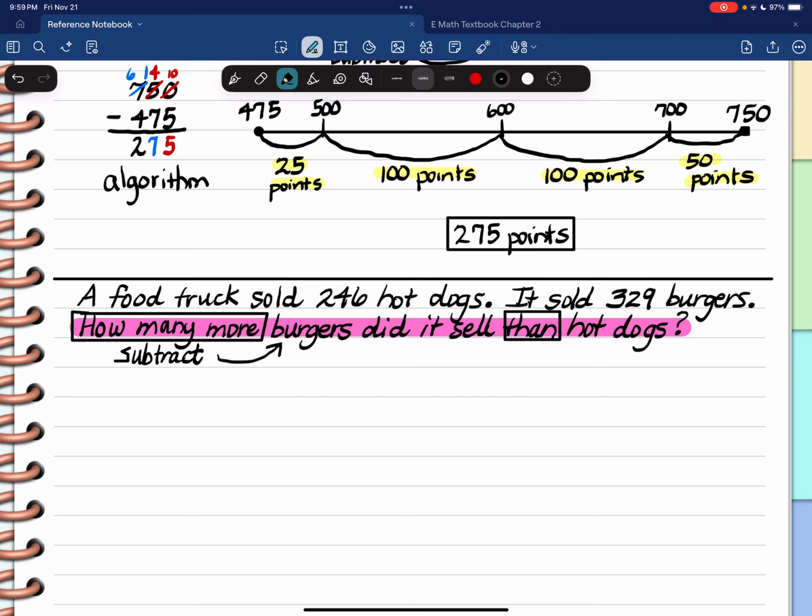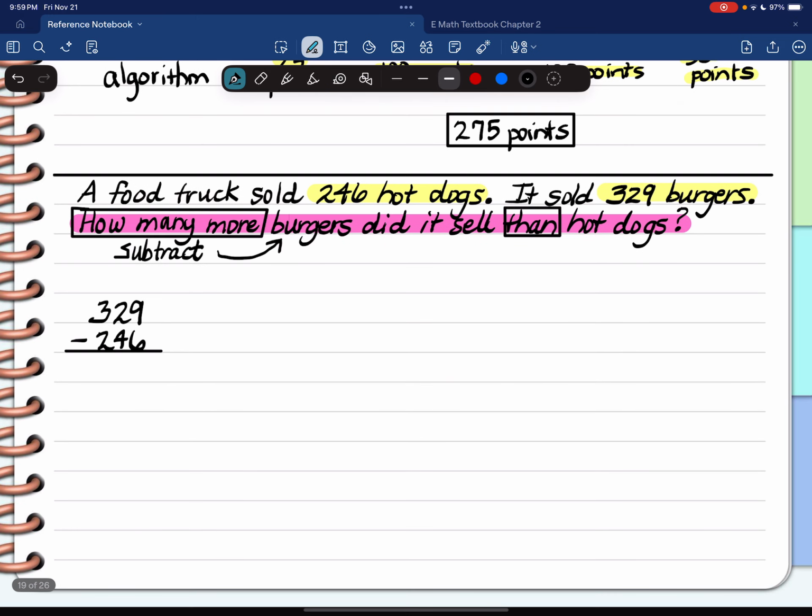So let's look back up here for some more information. That is so critical. And I see the 246 hot dogs. I see the 329 burgers. And those are the things it's asking me to subtract. You put the bigger number on top, and we're subtracting the smaller number. And that will give us the algorithm setup. However, before I do the algorithm, I'm first going to model this one. I like to do both examples so you can choose.